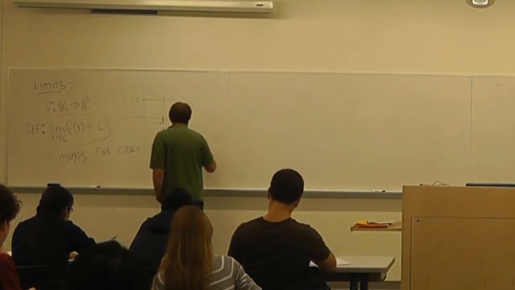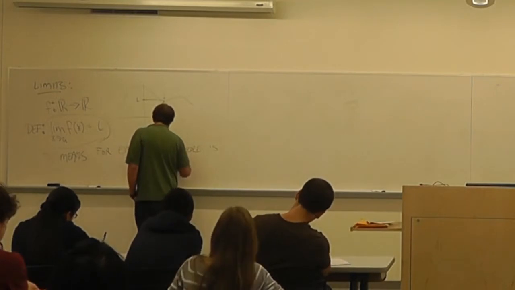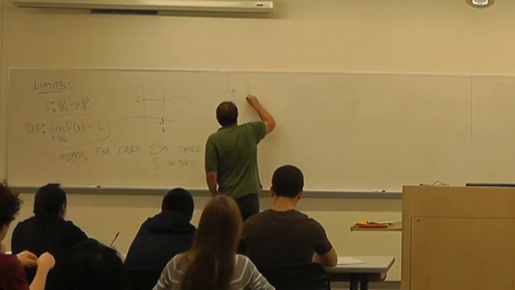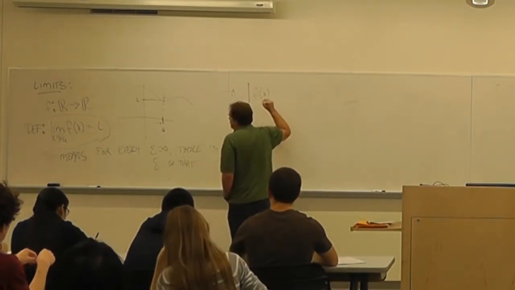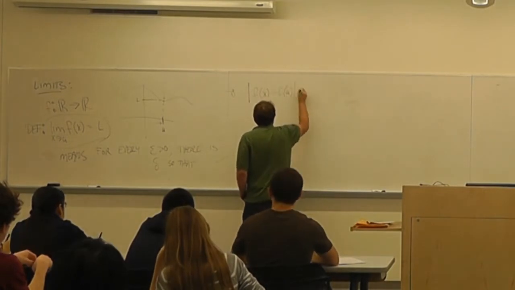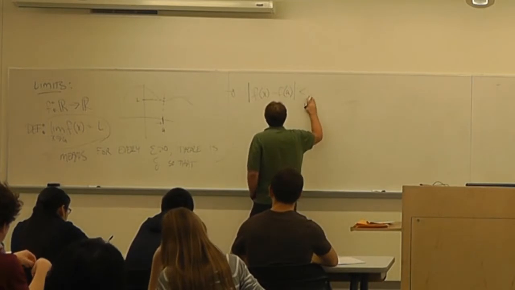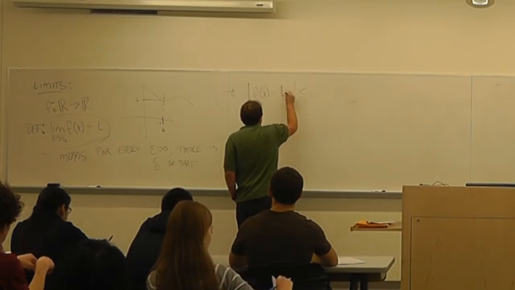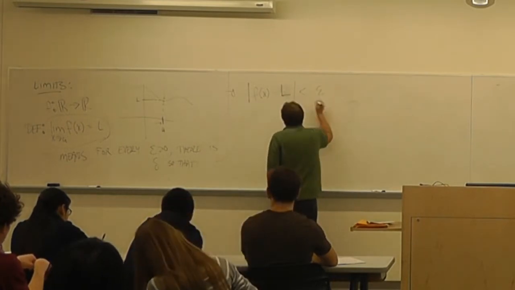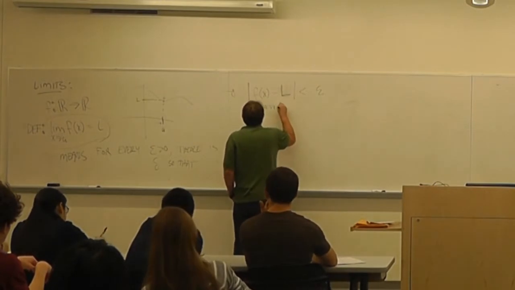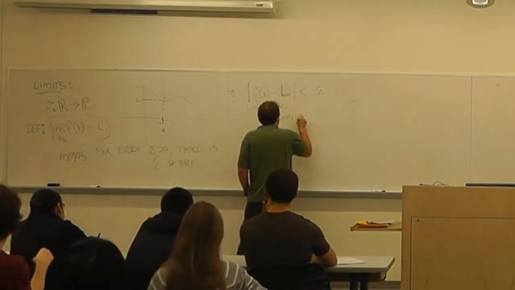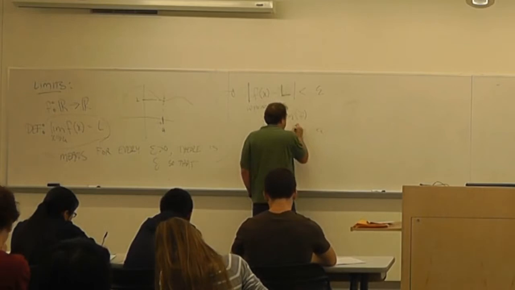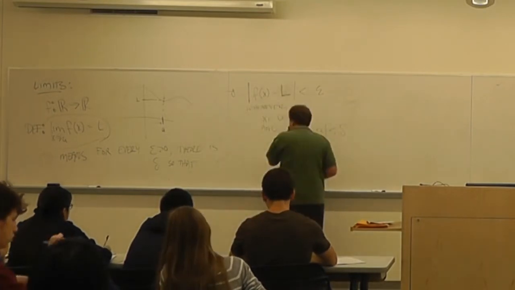that you care to choose, there is some other little number delta, so that f of x minus L is less than epsilon whenever two things: x is in the domain of f, and x minus a is less than delta and bigger than zero.